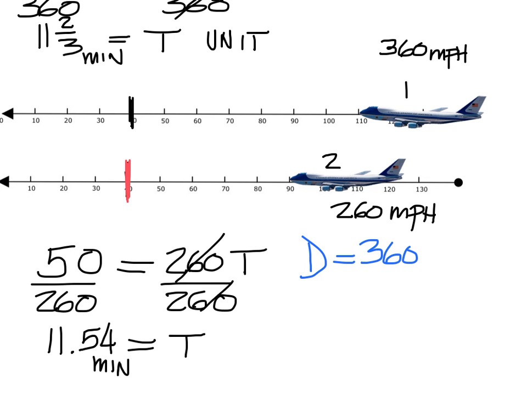Wouldn't we not put this time here? What unit does that time have to be in? It's got to be hours because this is 360 miles per hour. Do we already have a fraction in the plane 2 work down here that has the time in terms of hours?